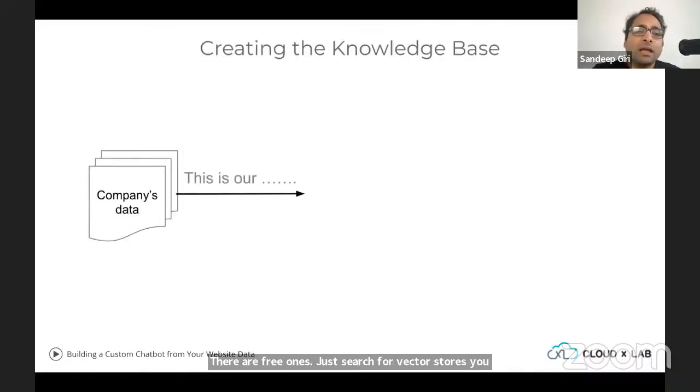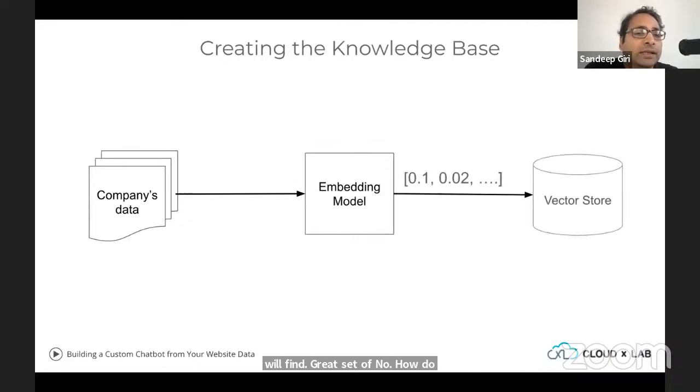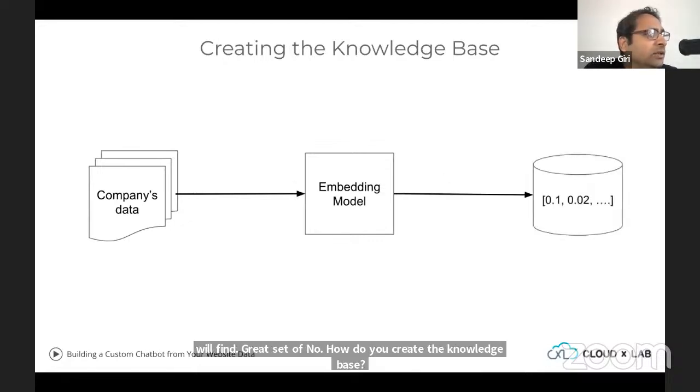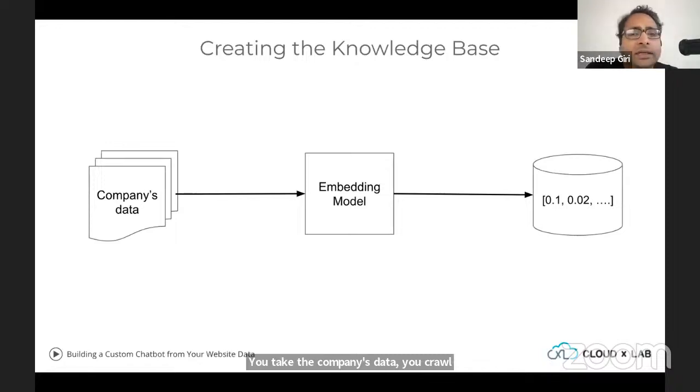Now, how do you create the knowledge base? You take the company's data, you crawl it, you break it down into paragraphs, and then convert it into embeddings and give those embeddings to the vector store.